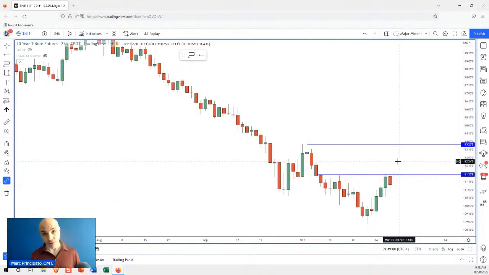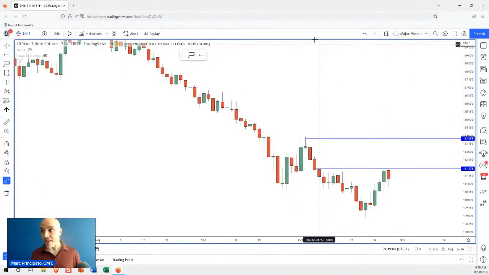It doesn't mean it will play out. It just means that that is reasonable. You follow me on that? I don't want people thinking in absolutes. I don't want people saying, well, he said it was going to go there and it's not going there. That's not what I'm saying. It's a probability. Always keep that in mind.